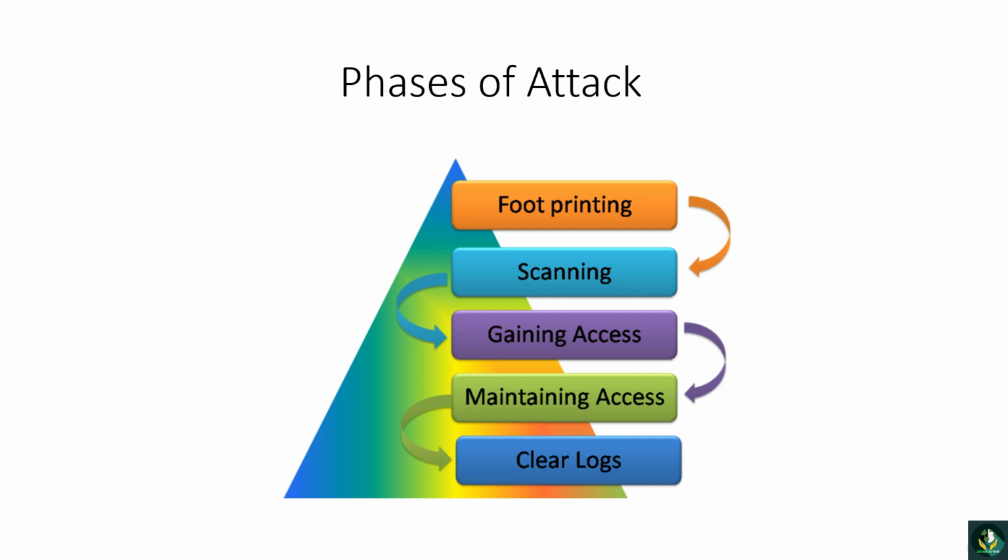There are five steps used by hackers to hack a target system. The first one is footprinting, then scanning, then gaining access, then maintaining access, and then clearing logs.